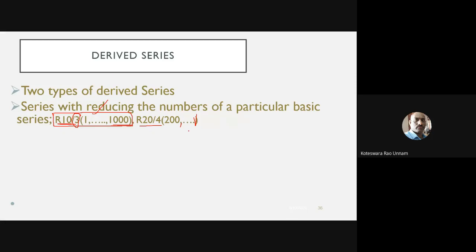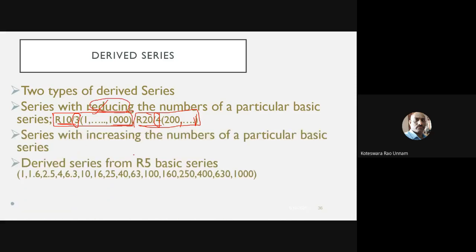Okay, so R20/4, 200, comma, there is no upper limit here. Since there is no upper limit, you can go for any number, but the only thing is that in the series you need to consider every fourth number. So this is the definition of this designation. Like that you can reduce the size of the series, so that's why it is called a reducing series.